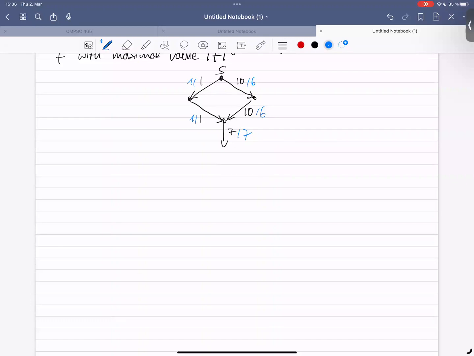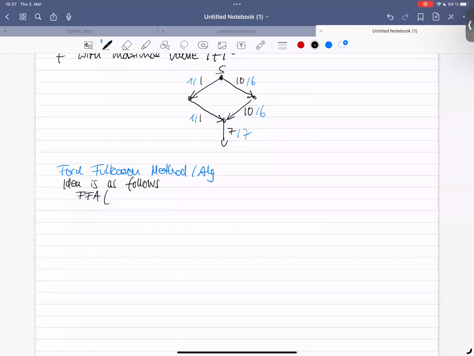So the Ford-Fulkerson method or algorithm works as follows. I just call this FFA in short for Ford-Fulkerson algorithm. And again, the input to this algorithm is a directed graph. We have the capacities assigned to all edges, and we have two dedicated vertices S and T. And then we initialize F simply to the zero flow. So everything will be zero.